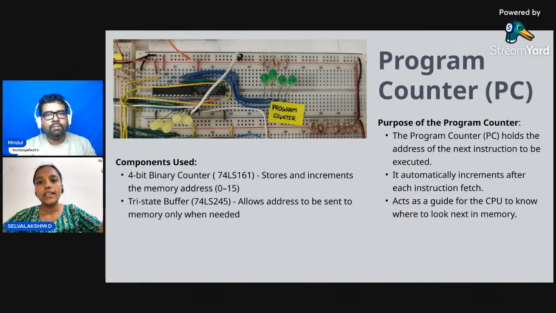The program counter ensures sequential execution by automatically stepping through memory addresses. It allows the CPU to fetch instructions one by one in the correct order. It holds the address of the next instruction and lets the CPU know what it is performing at that time. It is built using 74LS161. It is a 4-bit counter, and it stores and increments the memory address from 0 to 15 because we have a 4-bit program counter.